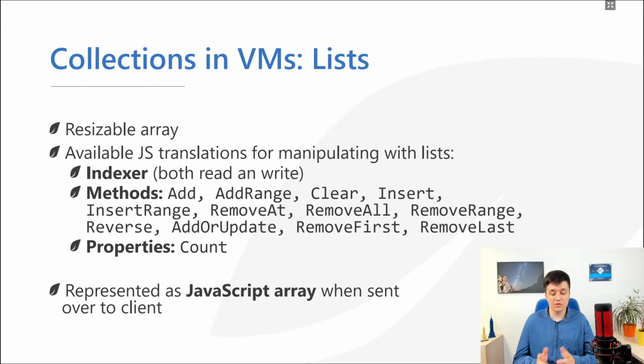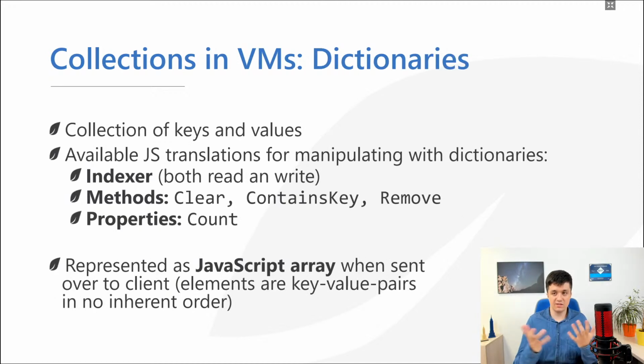And we also support one more complex data structure, and that is a new addition, I think introduced in DotVVM 3.1 or 3.2. Dictionaries in .NET, as we all know, is a collection of keys and values. And when it comes to operations, we support, of course, again, the indexer, both for read and write operations. And when it comes to methods, we support the Clear method, the ContainsKey query, and we support the Remove method.